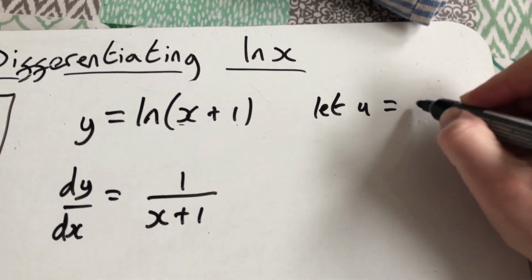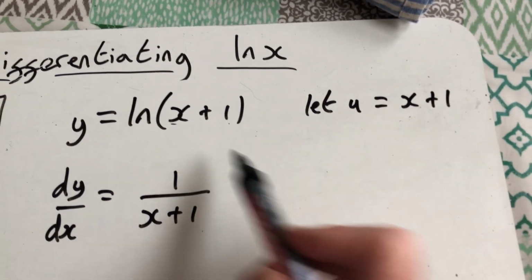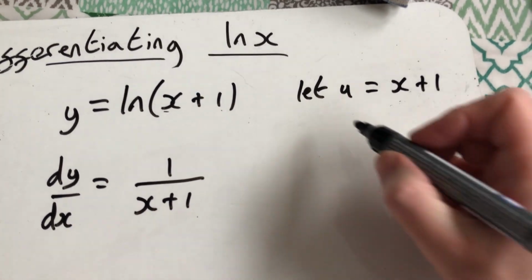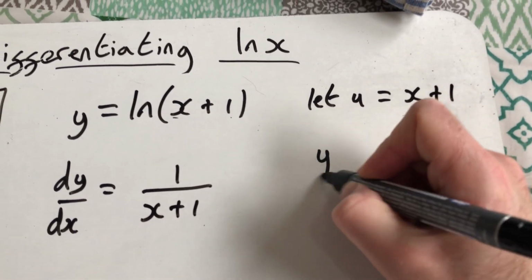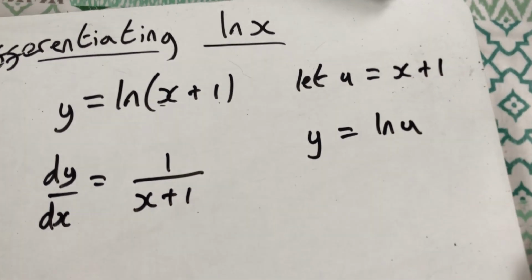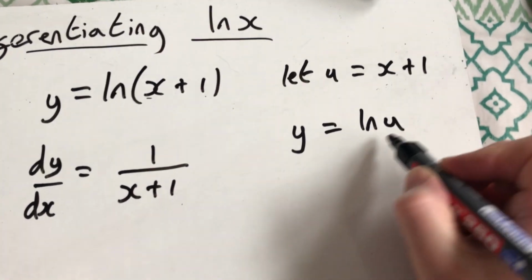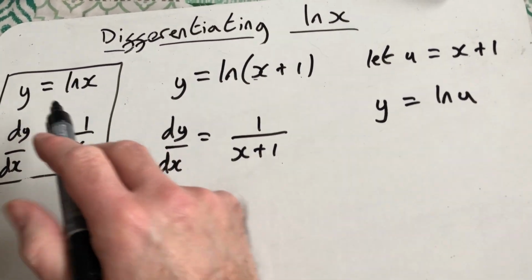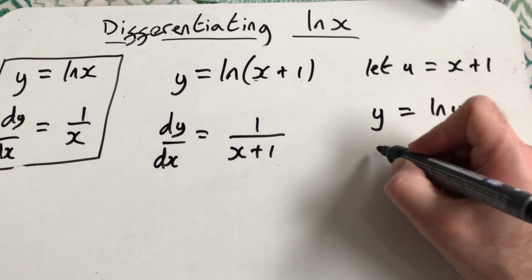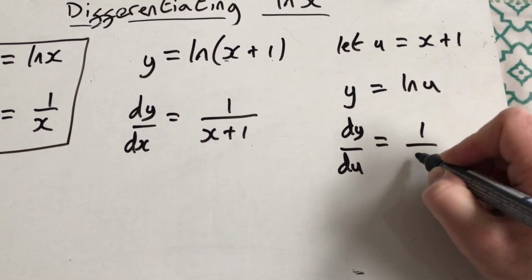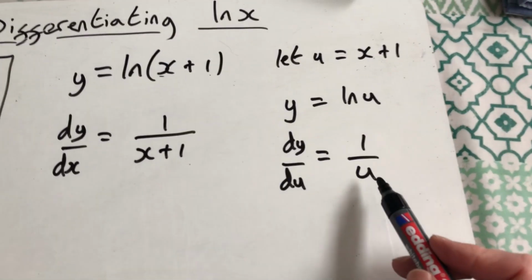So let's just make a substitution. Let's just call this something different so that we're happy. Let u be x plus 1 instead. So what we're saying is we want to differentiate this natural log of u. And you should say, well, I'm happy with that because I know how to do that. Because of our result, if I just swap the letter around, if you have natural log of u instead, it should be the case that dy du is equal to 1 over u. There you are. I'm happy I've differentiated it.